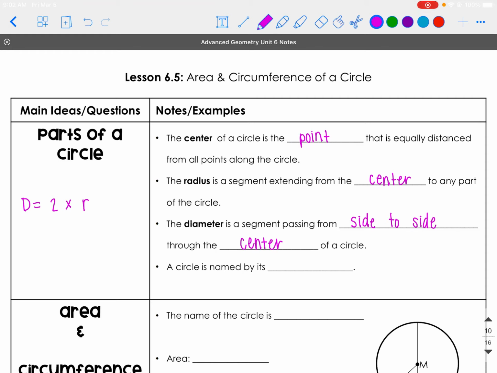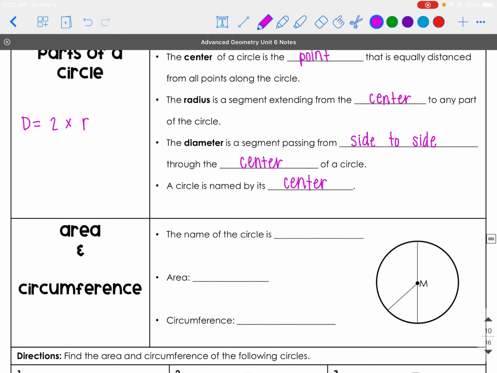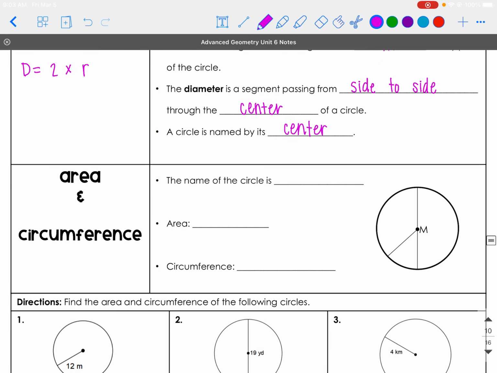We name a circle based on its center. So for example, this circle in the next section, we call that circle M. This length right here, that is the radius, and this whole length is the diameter.